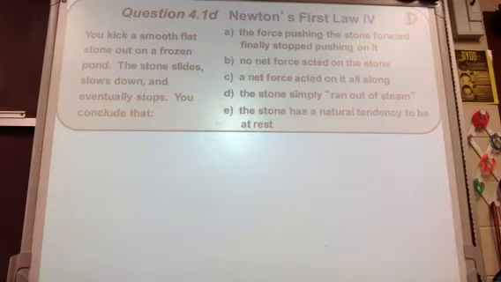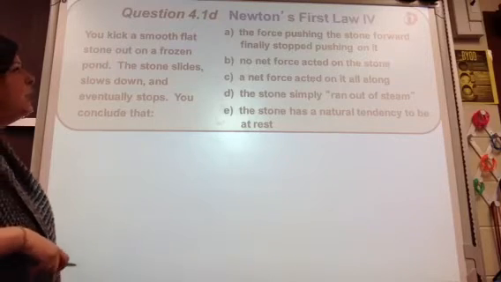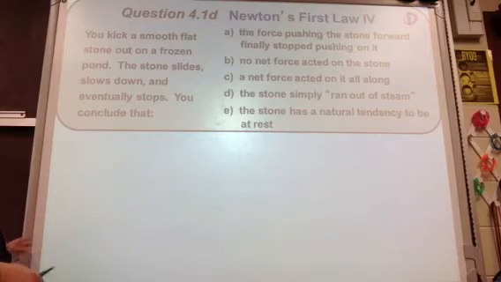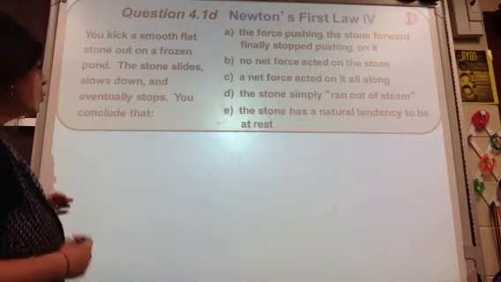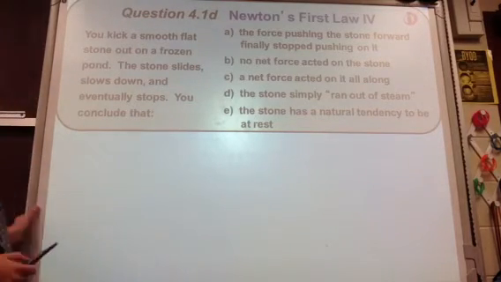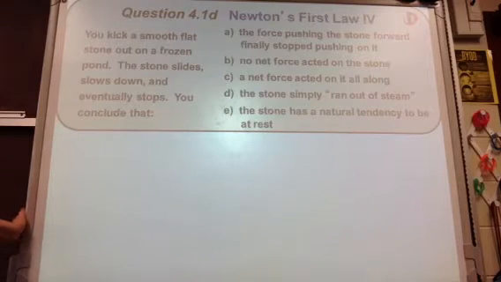Okay, on this next question it says, you kick a smooth flat stone out on a frozen pond, the stone slows down, and then will eventually stop. You must conclude that A, the force pushing the stone forward finally stopped pushing on it, B, no net force acted on the stone, C, a net force acted on it all the way along, D, the stone simply ran out of steam, or E, the stone has a natural tendency to be at rest.